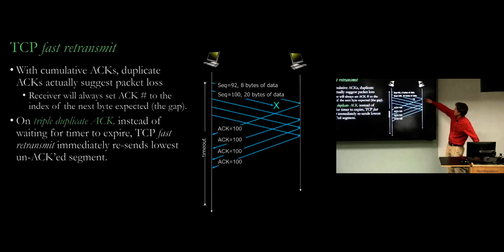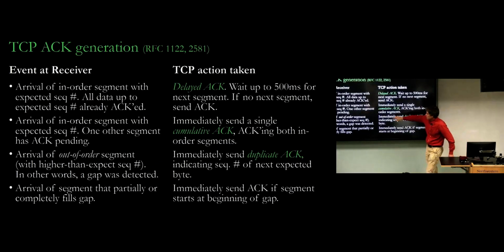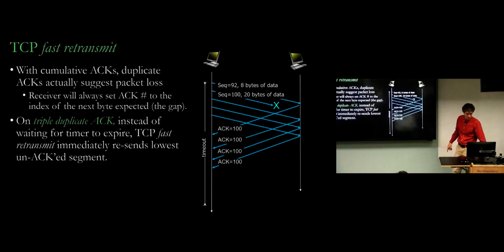When the receiver gets the first packet, great. It sends back an acknowledgement of 100 because it's 92 plus 8. The second one never arrives, and the third one arrives out of order. It sends back an acknowledgement. Arrival of an out of order segment: immediately send back a duplicate ACK. So for this one, which is out of order because the one before it wasn't received, it sends back a duplicate ACK, same acknowledgement, 100.